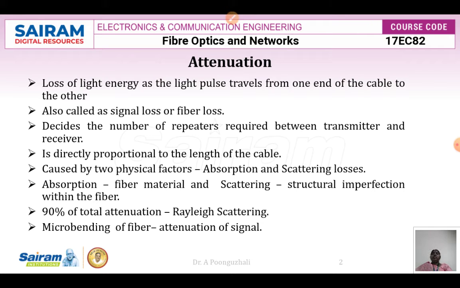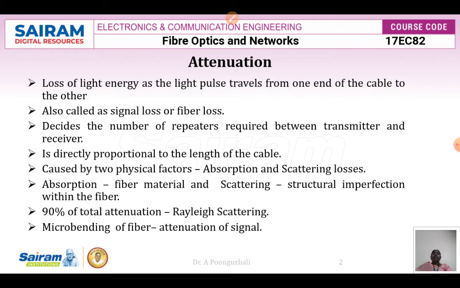This loss can also be called the signal loss of the fiber, or fiber loss. Based on this loss, we decide how many repeaters are required between the transmitter and the receiver. This attenuation loss also depends on the length of the cable we use, so we say that it is directly proportional to the length of the cable.